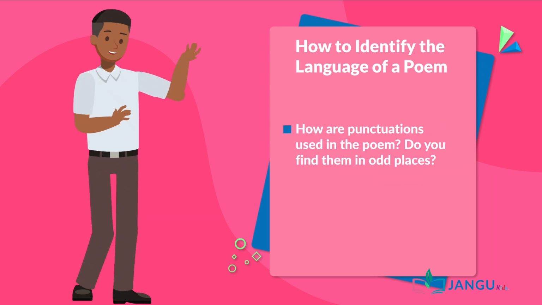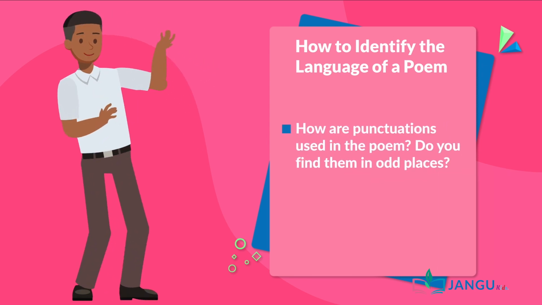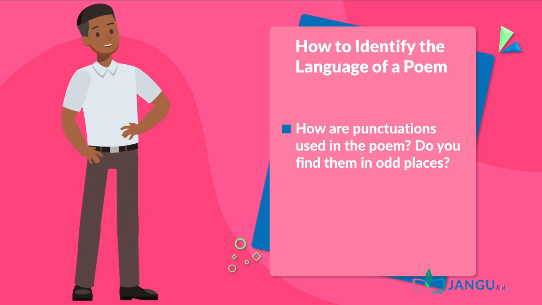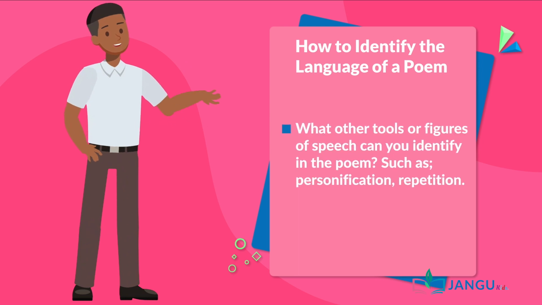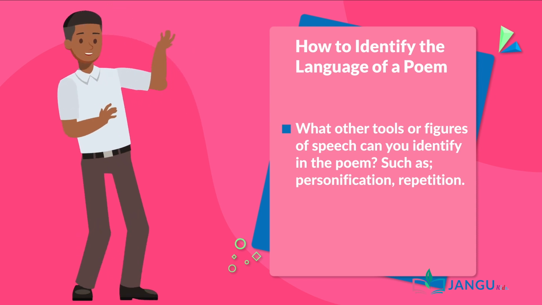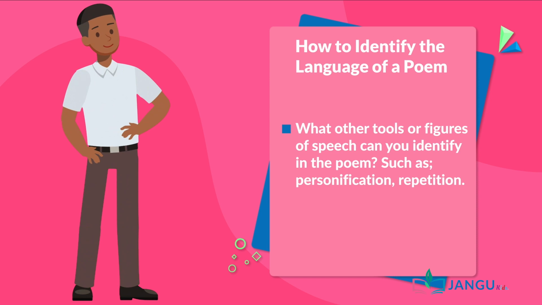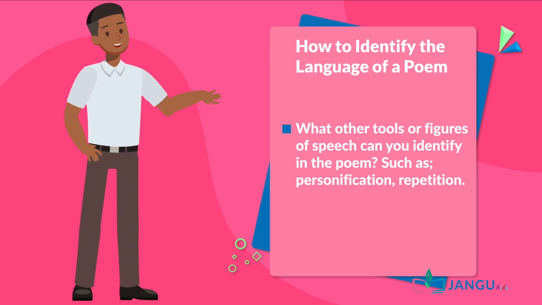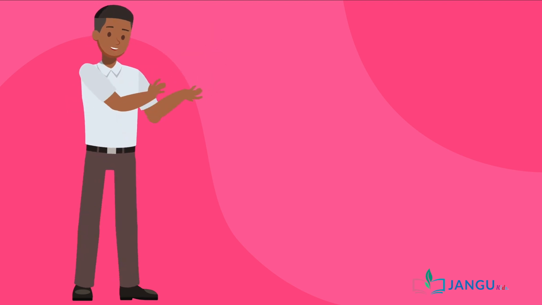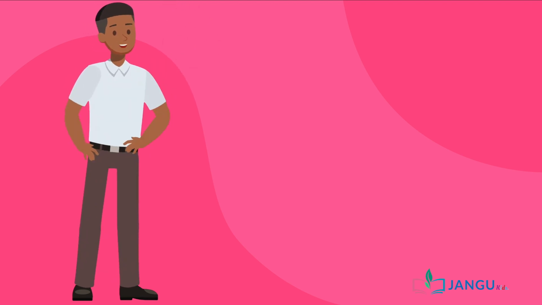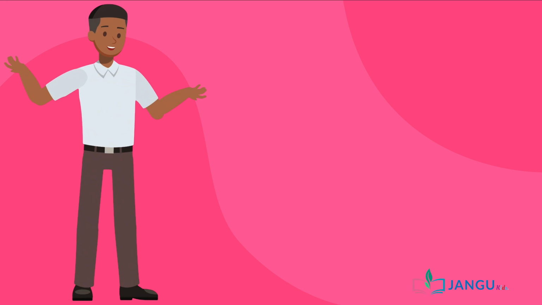4. How are punctuations used in the poem? Do you find them in odd places? 5. What other tools or figures of speech can you identify in the poem, such as personification, repetition, and so on? In the poem we read earlier, the poet describes Africa as a young maiden. The mood of the poem is sad and heartbreaking.